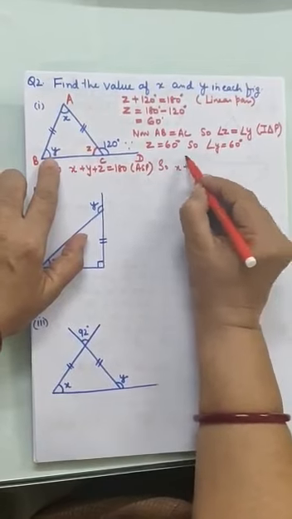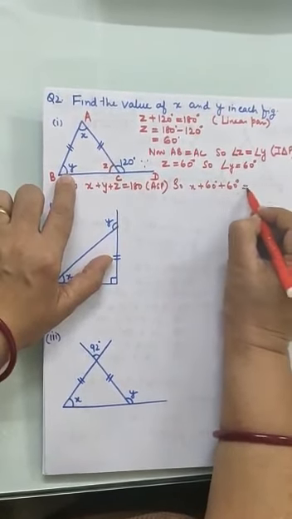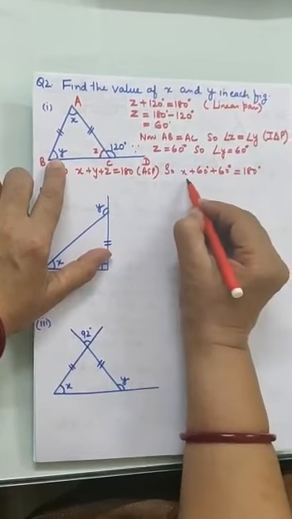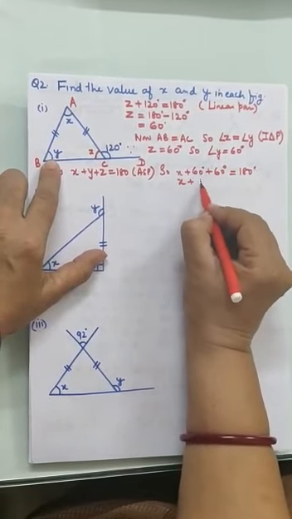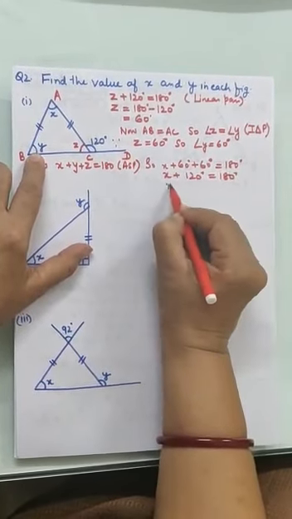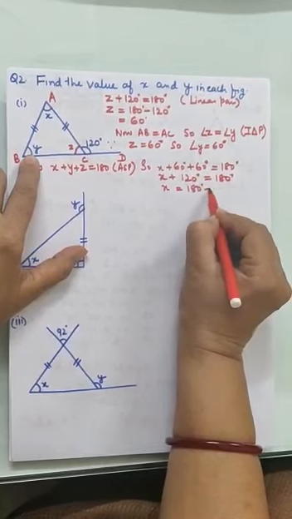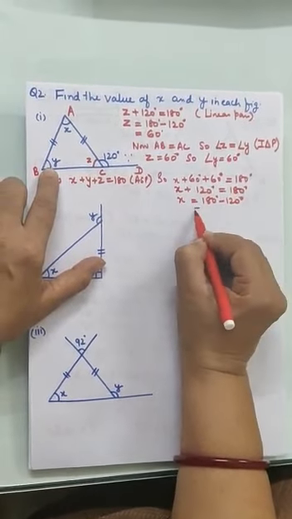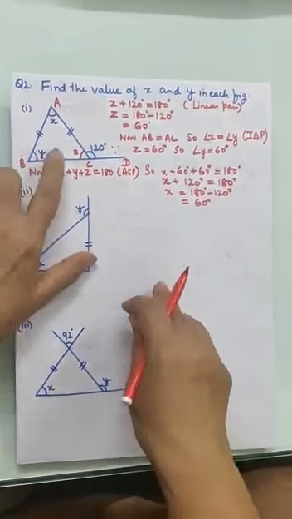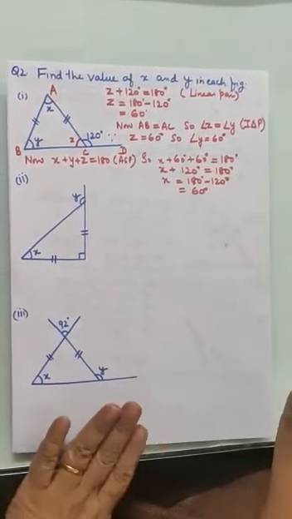So x plus y is how much? 60 plus 60 degree equal to 120 degree. Now x plus 120 degree is equal to 180 degree. So x is what? It goes that side. So 180 degree minus 120 degree is equal to 60 degree. So we get that angle x is also equal to 60 degree.